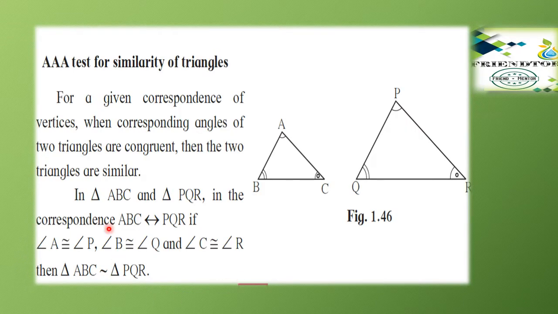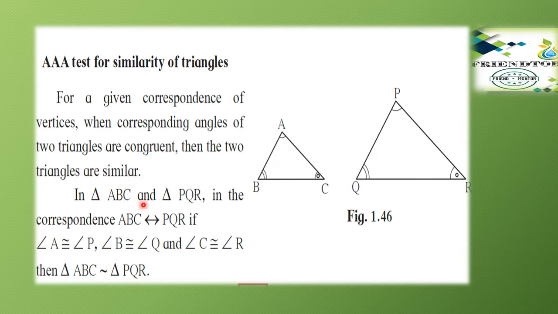Without a doubt, the very first test is of all 3 angles. The main condition for 2 figures to be similar is that their corresponding angles are congruent. So the first test we should check is the AAA test, which means we are testing all 3 angles. For a given correspondence of vertices, when corresponding angles of 2 triangles are congruent, then the 2 triangles are similar.